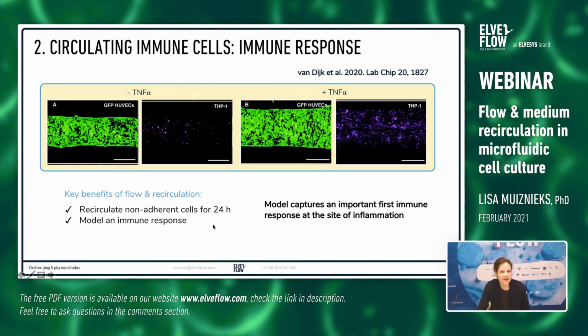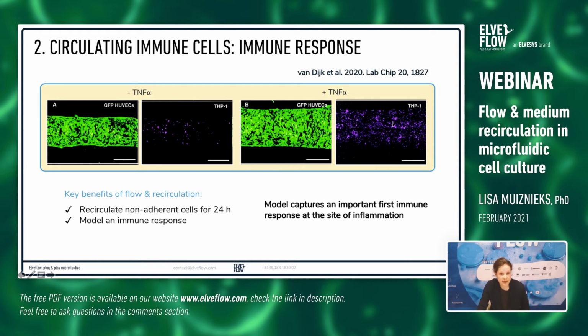The second example used recirculation to add circulating immune cells to study an immune response in blood vessels. And this was a study from the lab of Carolyn Cheng in Utrecht. Here, endothelial cells and parasites were cultured together in a gel scaffold to create a model blood vessel with a perfusible lumen. Here we see HUVEC cells lining the vessel lumen in green. After 7 days, immune cells, in this case monocytes, were recirculated through the vessel in the absence or the presence of a cytokine stimulus, TNF-alpha.